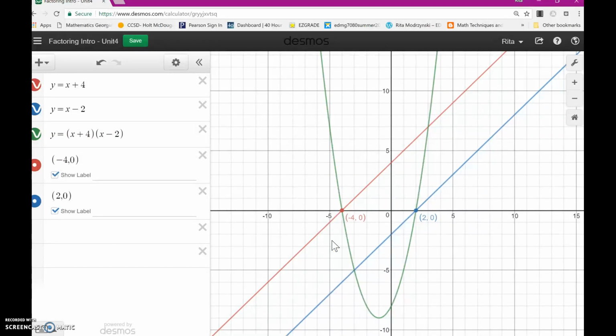And you'll also notice that the x-intercepts of the parabola are negative 4 and 2, just like they were for the linear lines. So if you notice the x-intercepts, we can actually predict what they are just by looking at the linear factors that we've been given for a quadratic function. So that's what we're going to explore today a little bit.